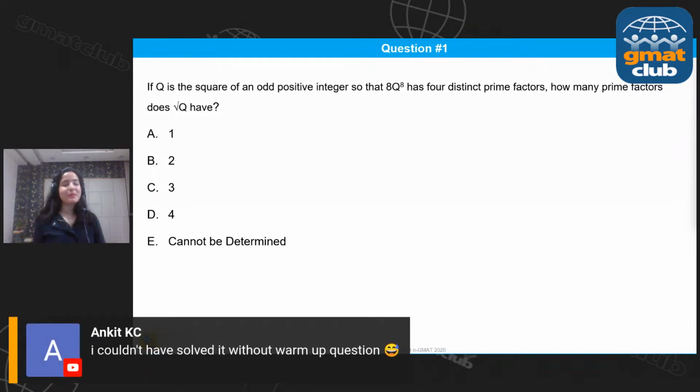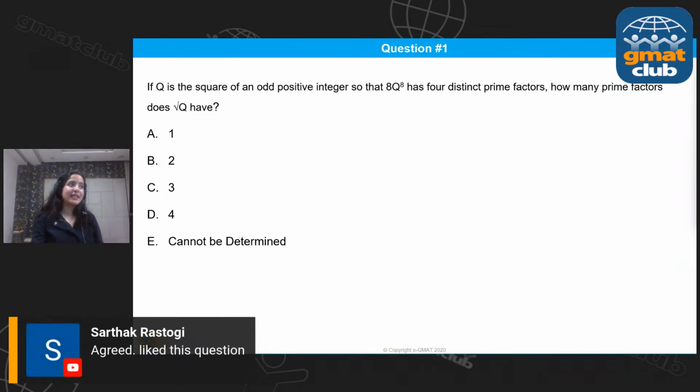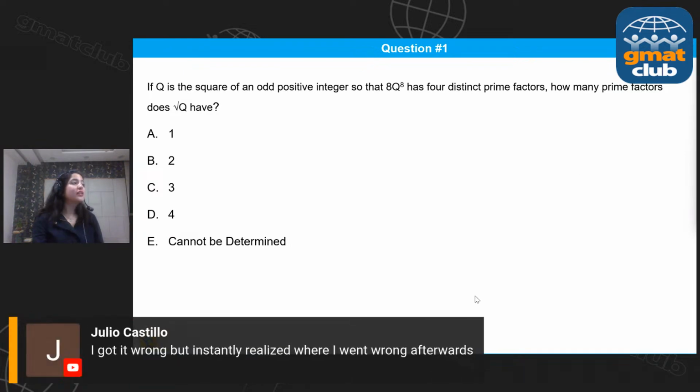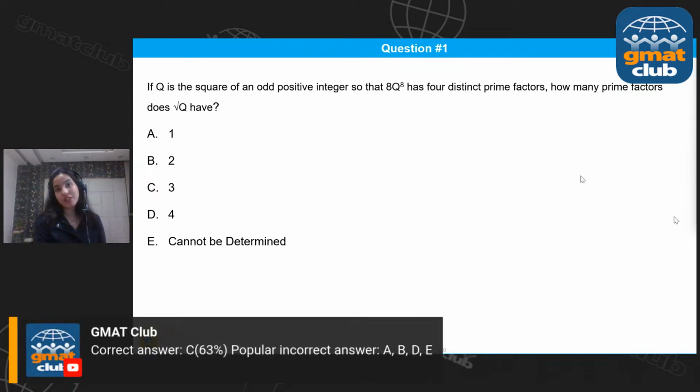Well, that was the purpose of the warm up, to give you the concepts first so that that is out of the way. And after that, it's just applying things properly, methodically. Sarthak also liked the question. Julio realized the mistake where he went wrong. Good. That's what it means to have a good foundation, really, to understand what's happening. So let's discuss this, since 37% of the class got this wrong.